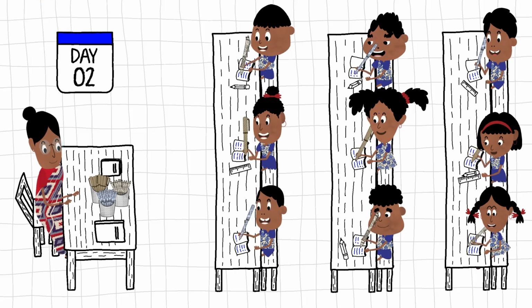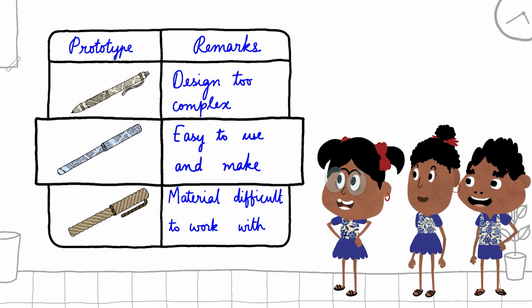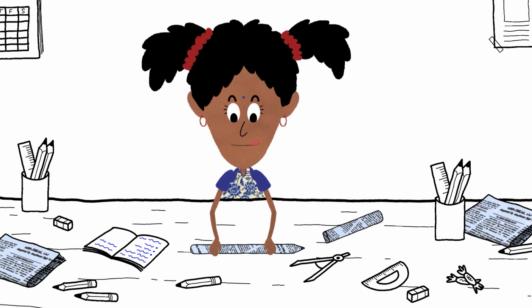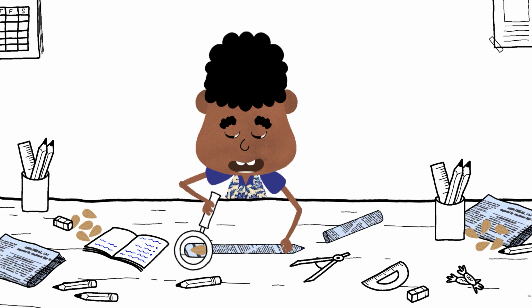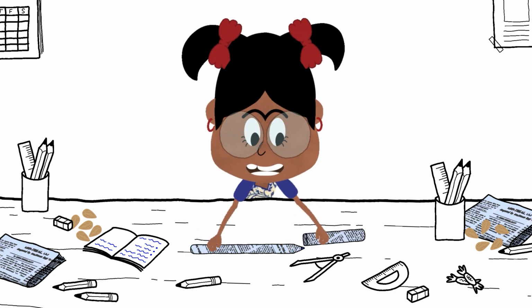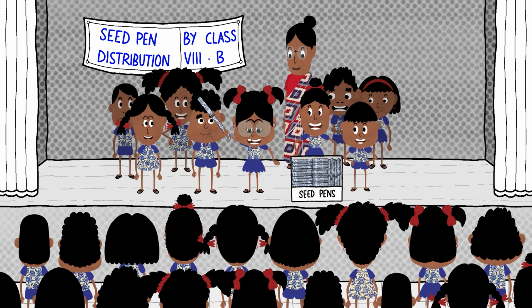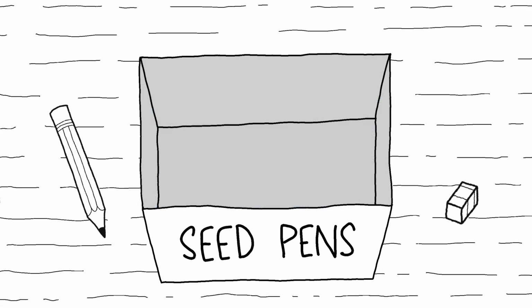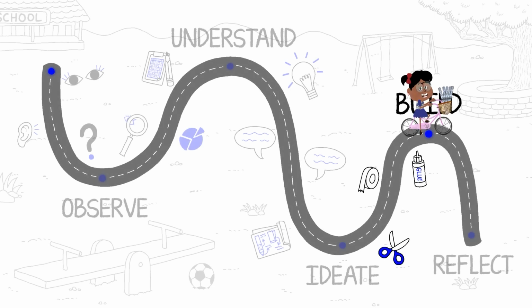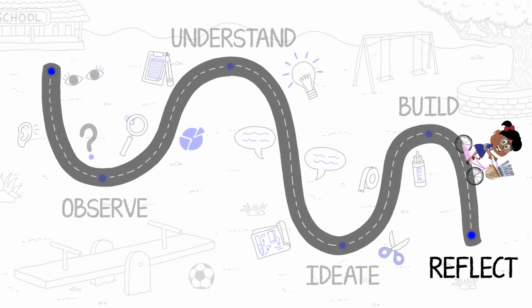Aisha and her friends used the seed pens for a week, noting their observations about each seed pen. Based on that, they picked the best version and made it better. At the school assembly, they distributed the new and improved seed pen for the whole school to use. That was the 5th and final phase of the design thinking process.